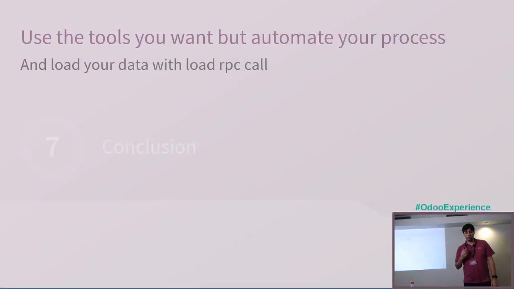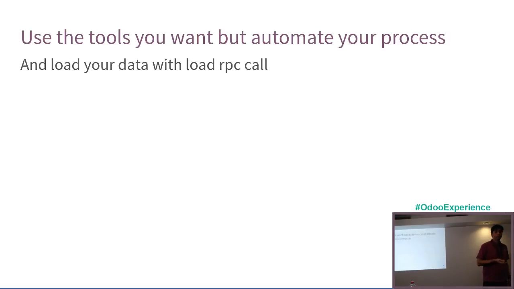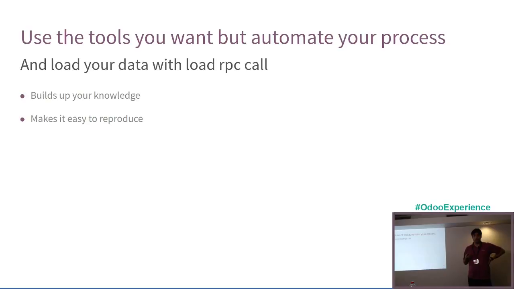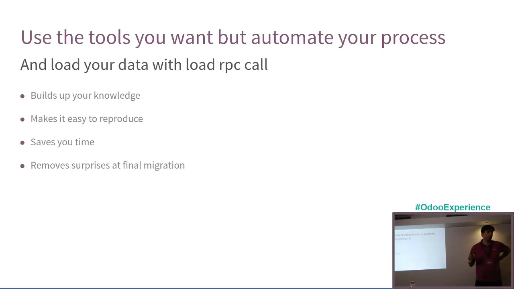So in conclusion, use the tool you want to automate your process, but please load your data with RPC call load. The automation will build up your knowledge. So you only have to worry about the next problem and not worry about making sure you repeat all the steps each time. It makes it easy to reproduce your steps, of course. It saves you time. And it removes the surprise for the final migration. Because you already made a dry run, you know that everything is going well. Well, you always have surprises, but you have fewer surprises, let's say. And of course, in that process, the external IDs are the key.